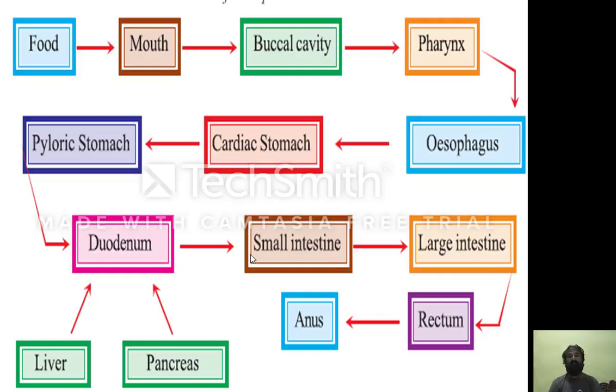Whatever waste material is present in the small intestine moves towards the large intestine and finally is stored in the rectum. When the rectum is filled, the waste food is expelled out from the anus. Okay, so this is a flow chart of the alimentary canal. That shows each and every part.